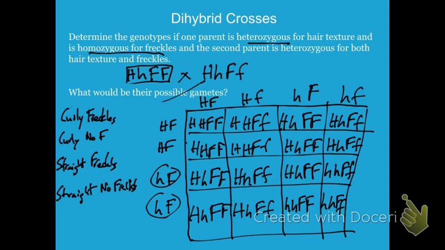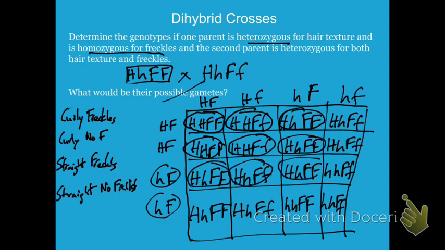So curly with freckles. Curly is dominant, and freckles are dominant. So what I do is I kind of circle each one. So this would have curly hair, this would be curly, curly, curly, and so on. This would be curly, right? If I count them up, 1, 2, 3, 4, 5, 6, 7, 8, 9, 10, 11, 12, 13, 14. So it would be 14 out of 16 are going to be curly with freckles.